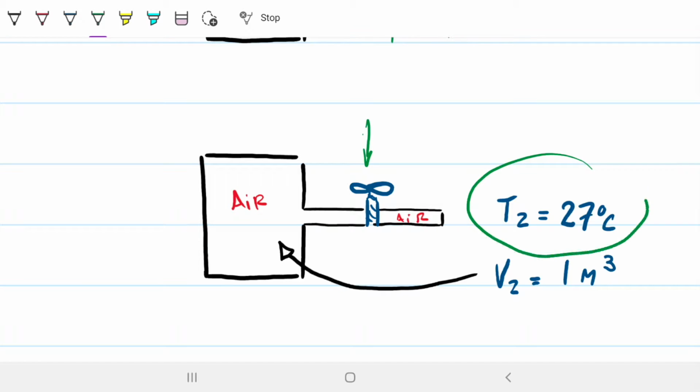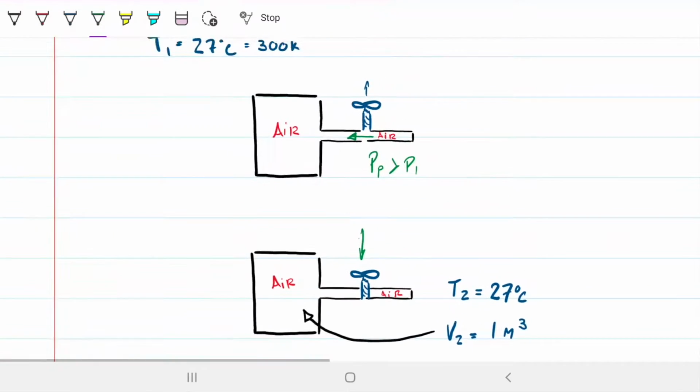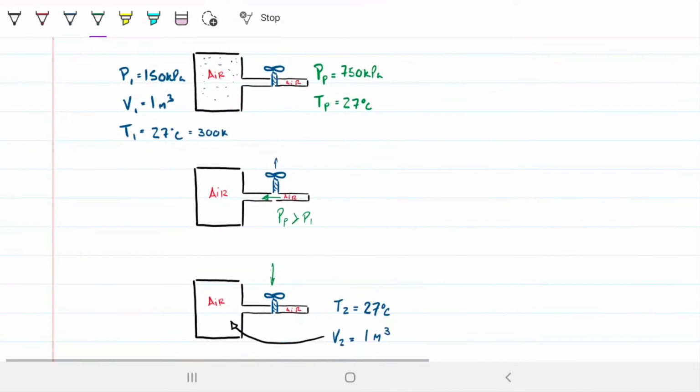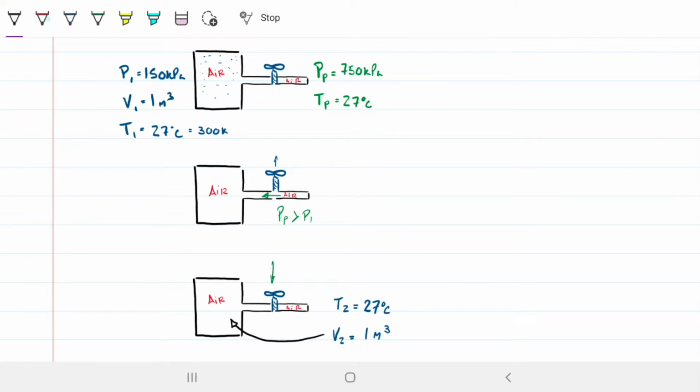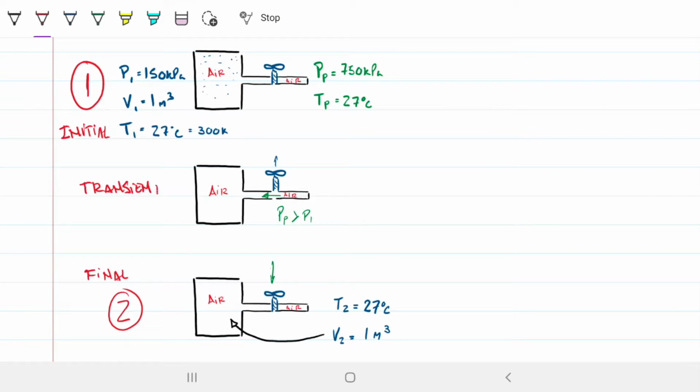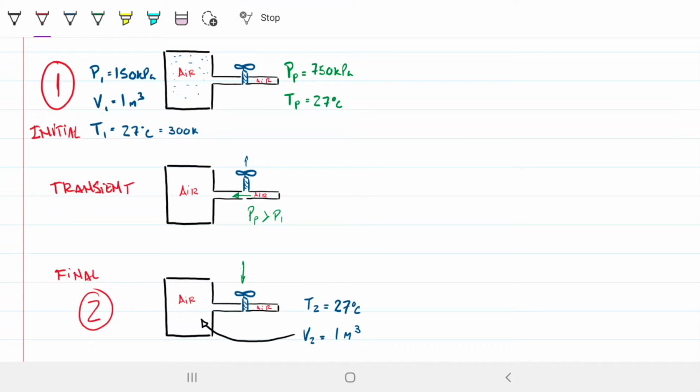The problem statement says that our temperature is 27 degrees Celsius, right? So if you look at these three states, this is what I'm going to call my first state, state 1. This is going to be my second state, state 2, and this is going to be our transient state. Another way to label this is our initial state here, our final state over here, and then our transient state there.